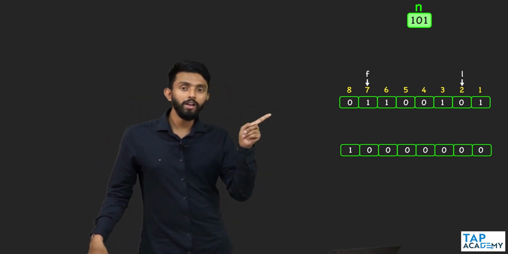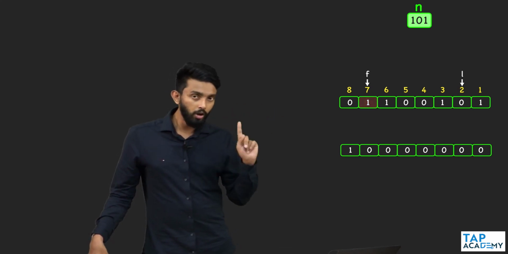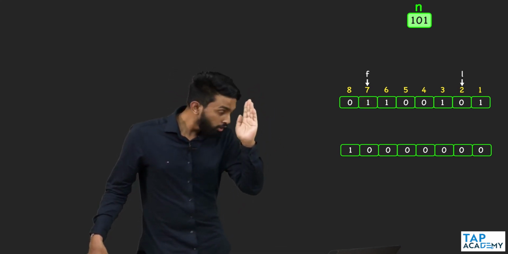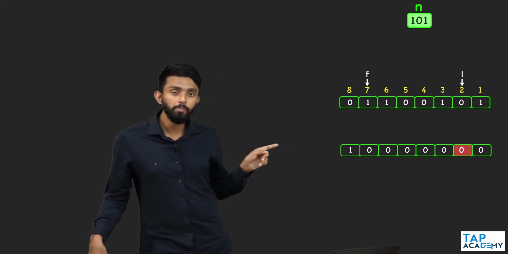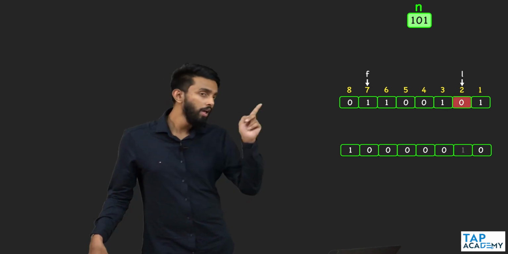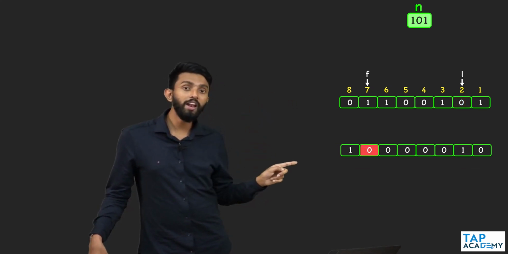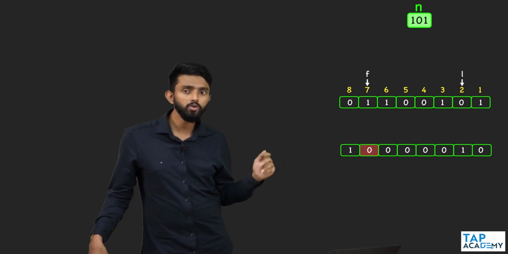Now what I will do is, again I will check. What is F pointing to? 1. 1 means it is set. Now in the reverse bit, it should come to the L position. It has to come to the L position. But look at it. It's 0, which means it's unset. So I have to set it. So it will become 1. Look at L. L is 0. So it has to come where F is in the reversed bit. It is already 0. So I will not touch it.